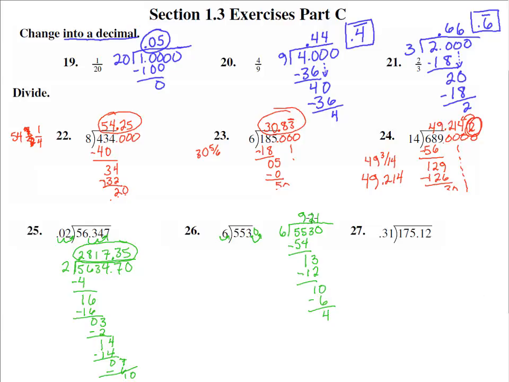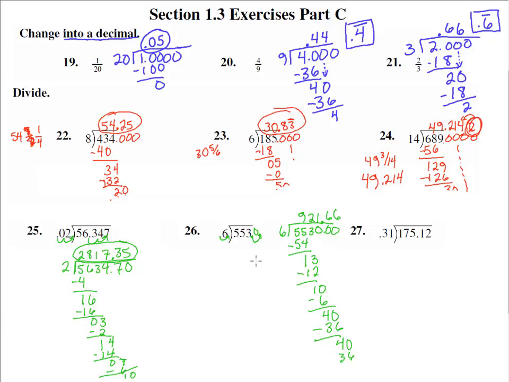So this could be 921 and 4/6, but since it started in decimals, we'll keep the answer in decimals. Bring down a 0. 6 into 40 is 6. 6 times 6 is 36. Subtract, and we get a 4. Drop down another 0. 6 goes into 40 6 times again. And we're going to repeat.